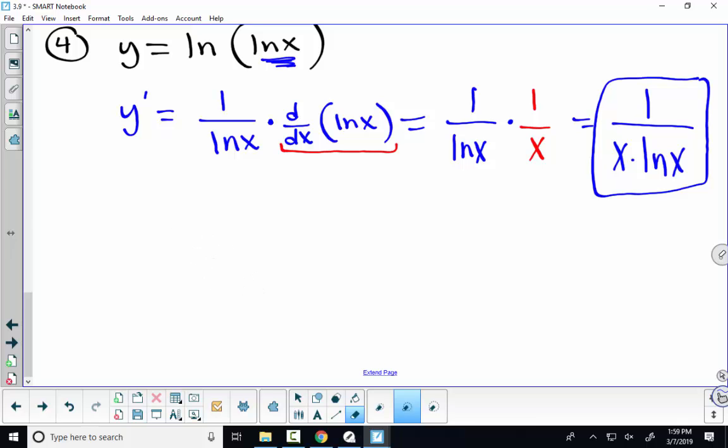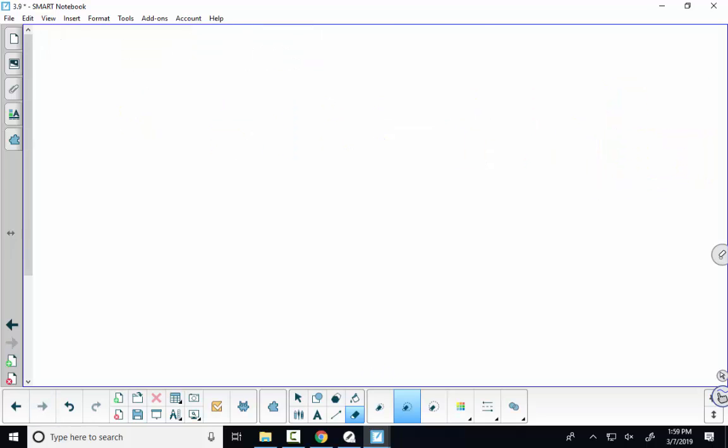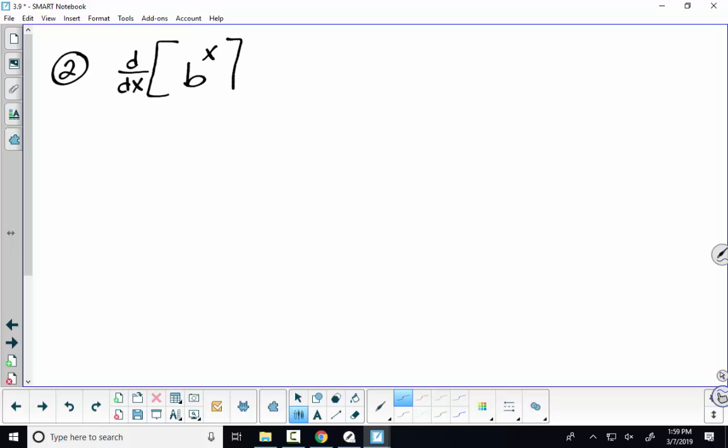Okay. Other questions on this? Okay. Second one we're looking at is the derivative of the function b to the x. Is this 3.9 or 3.8? 2.9.